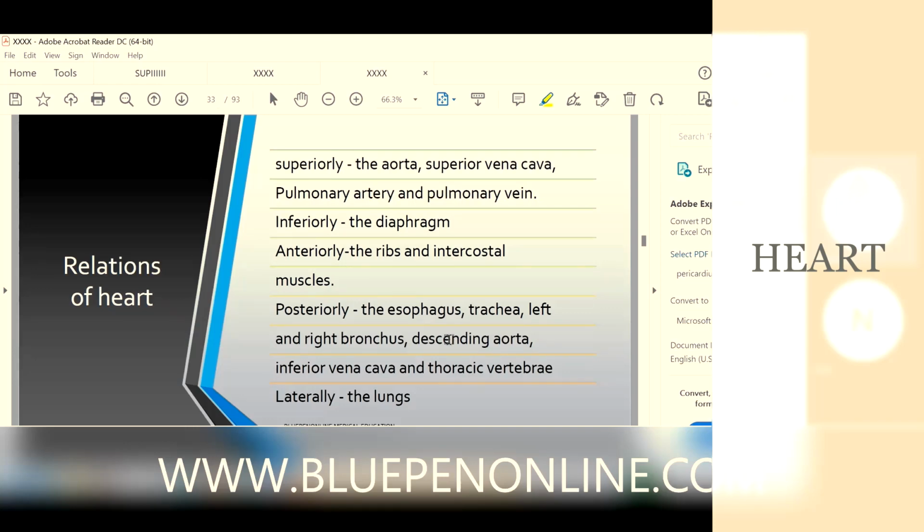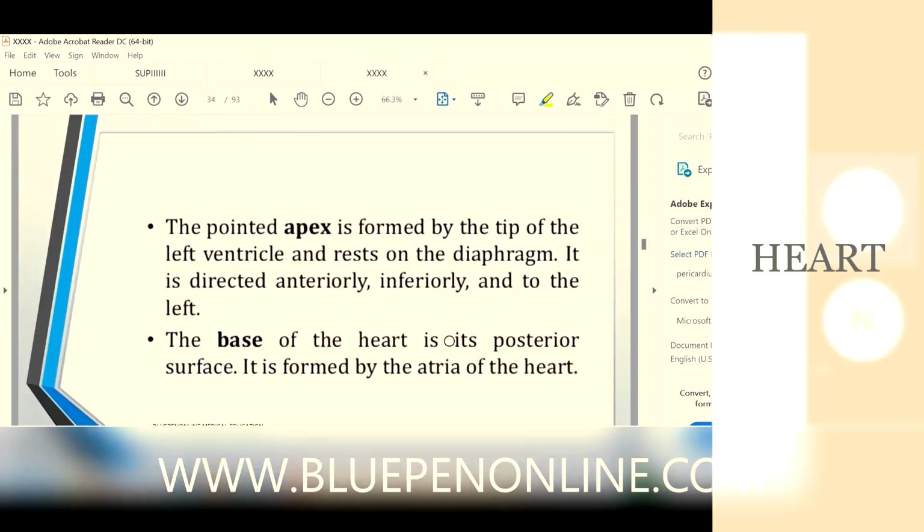And next, about the relations of the heart. Superiorly, what all relations? Aorta will be there, pulmonary trunk will be there, superior vena cava will be there; inferiorly the diaphragm; anteriorly ribs and intercostal muscles; backside esophagus, trachea, bronchus, aorta. Correct, no? Yes, ma'am. Laterally what will be there, Narisha? Heart laterally, what will be there? Lungs.